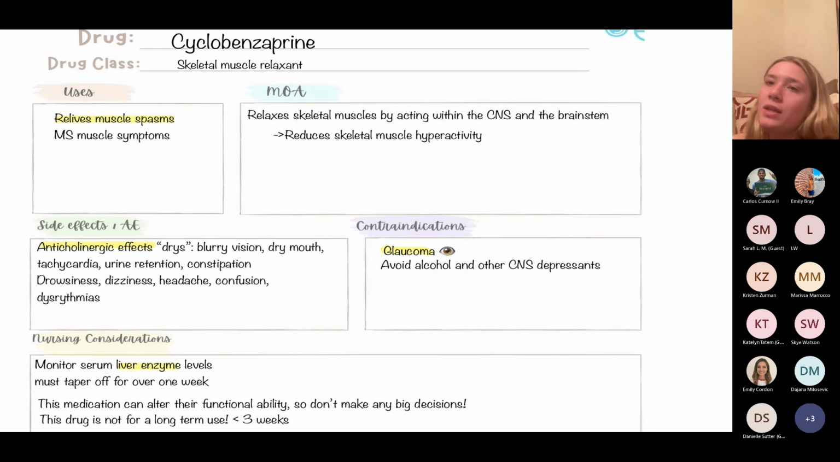Cyclobenzaprine is a really good muscle relaxant, but this also does have some anticholinergic effects. What are anticholinergic effects? Again, those are our dries, so keep that in mind. Again, this drug shouldn't be given with alcohol or other CNS depressants because it does have that CNS depressant effect. Always monitor your liver enzyme levels.